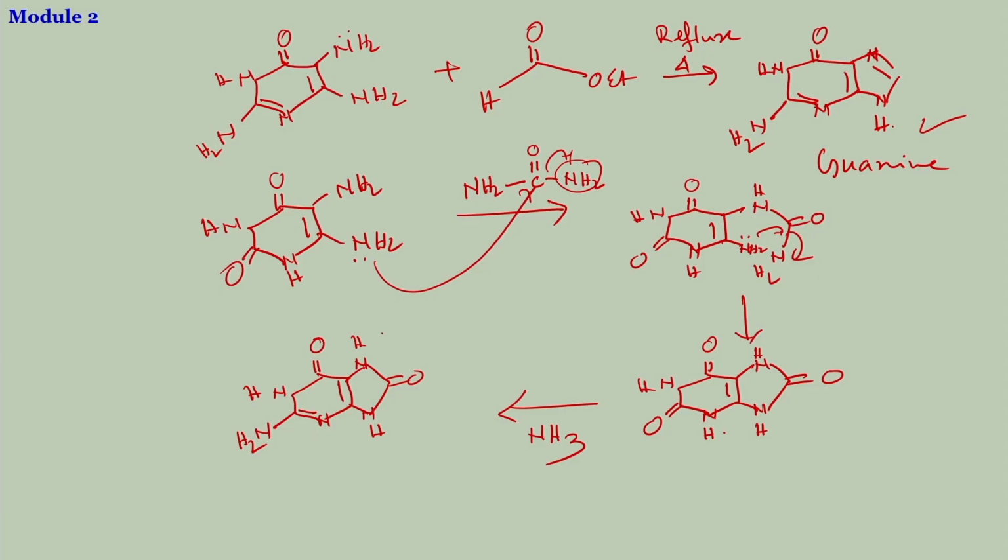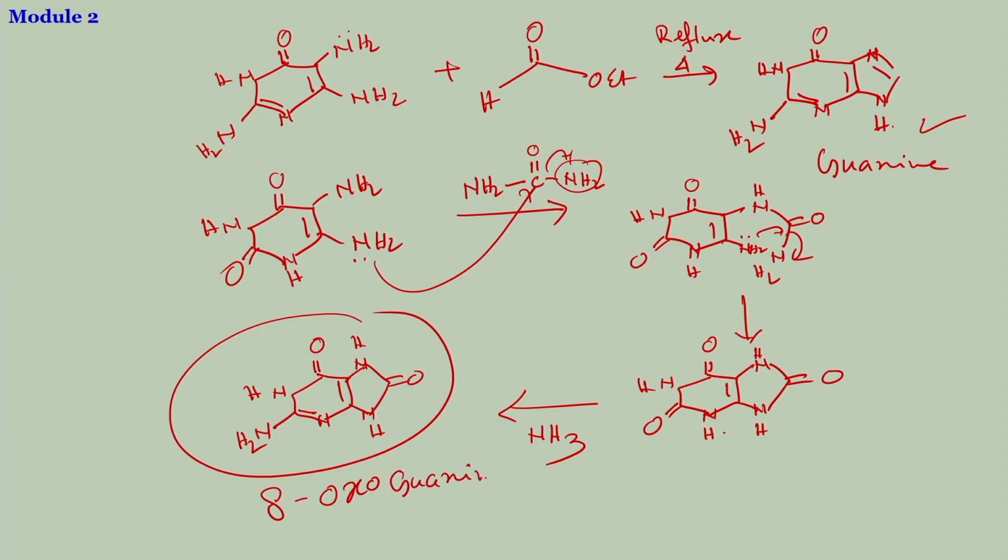So this compound, this is a guanidine derivative without the double bond oxygen here. This compound particularly is known as 8-oxo-guanine, because this is the 8th position. 8th position there is an oxo group. So 8-oxo-guanine. This molecule is actually present.